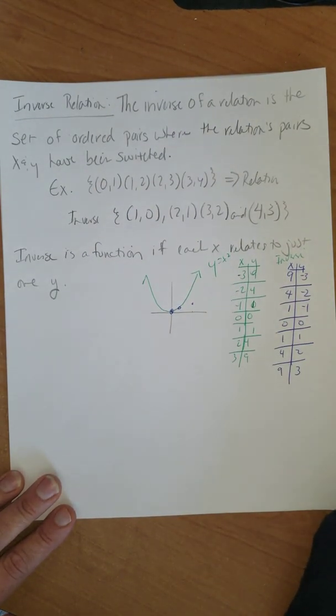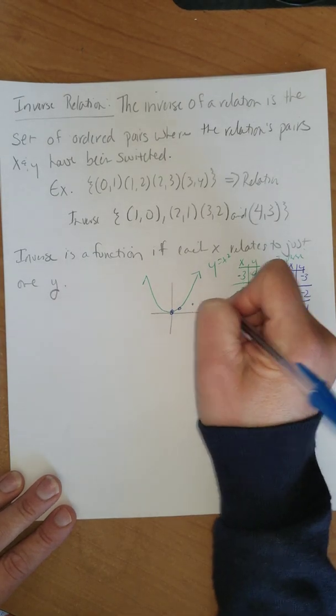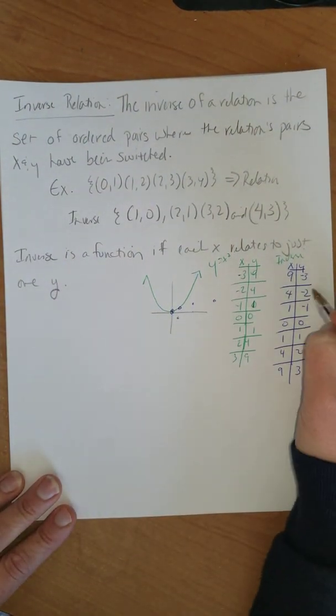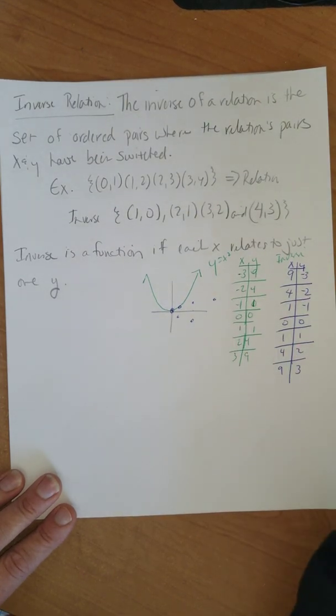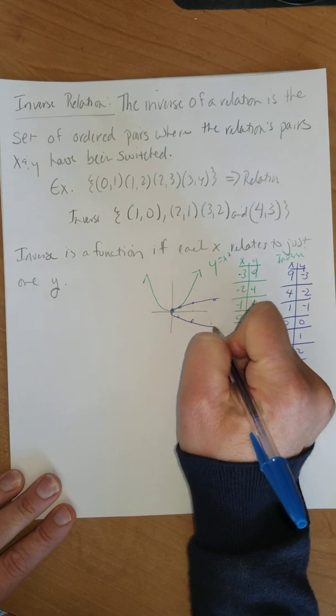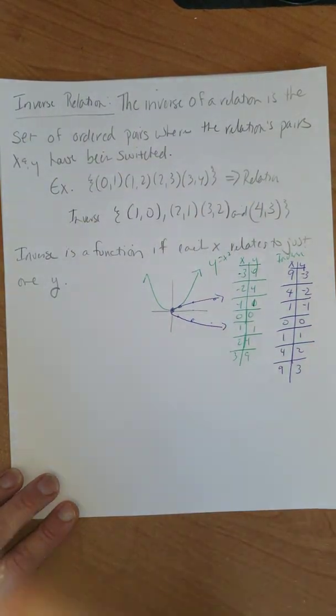That would be like this. 9, 3 would be like that. 1, -1 would be maybe here. 4, -2. I'll make these better later too, guys. And that's not the best graph in the world, but that's my inverse.